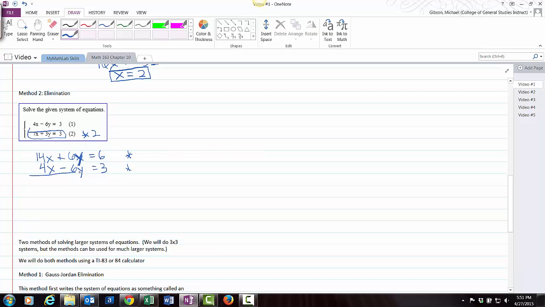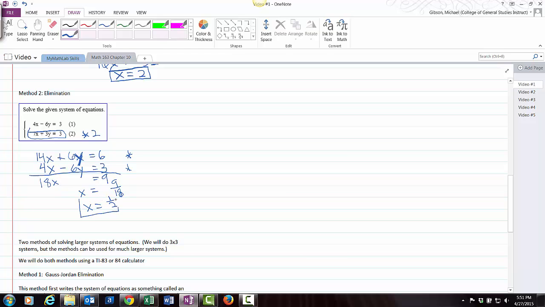Now if I just add them, 14x and 4x is 18x. Plus 6y minus 6y is 0, and 9. This is why they call it elimination. The y gets eliminated. Divide both sides by 18. x equals 9 over 18. x equals 1/2.